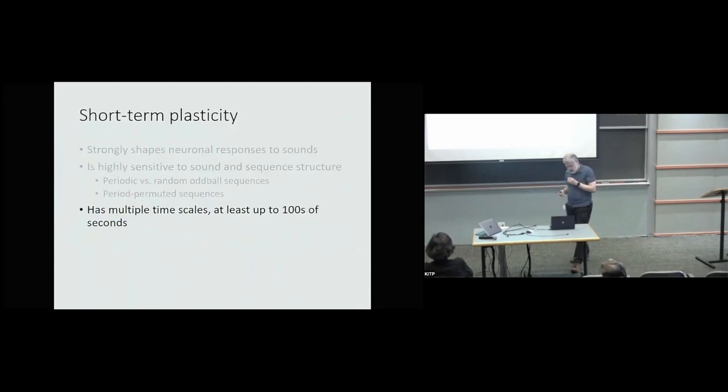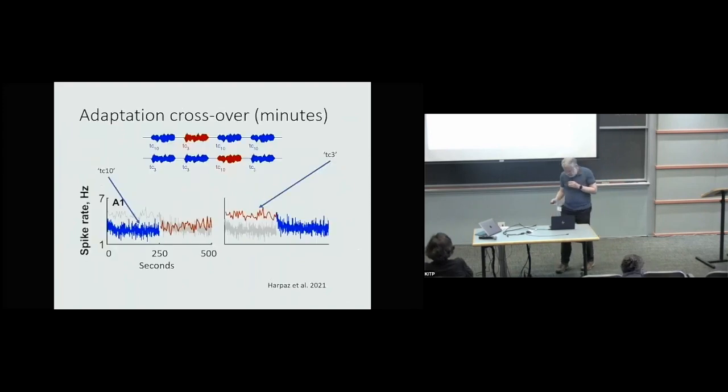And finally, these things have multiple time scales, which go to at least hundreds of seconds. I'll show you one example. Here again, we use sequences of two complex stimuli, and they differ in their internal structure, but both stimuli here are wideband. We always present the two stimuli in two sequences. In one sequence, in this case, the TC10 is common and the TC3 is rare. And then later, we present the second sequence in which we switch the roles.